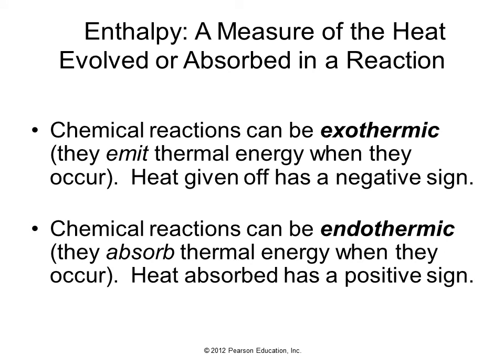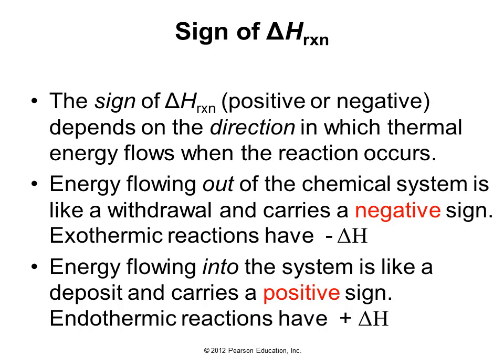Last, let's take a little look at heat, which is kind of an invisible substance in the chemical reaction. Chemical reactions can be exothermic, that is, they give off heat when they occur. Heat given off has a negative sign. Chemical reactions can be endothermic, they absorb heat when they occur, and heat absorbed has a positive sign. The sign of delta H, the change in enthalpy or change in heat content, is positive or negative depending on the direction in which the thermal energy flows when the reaction occurs.